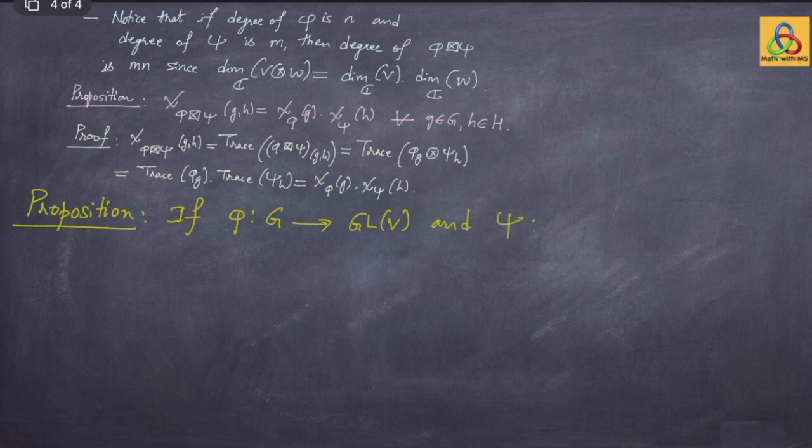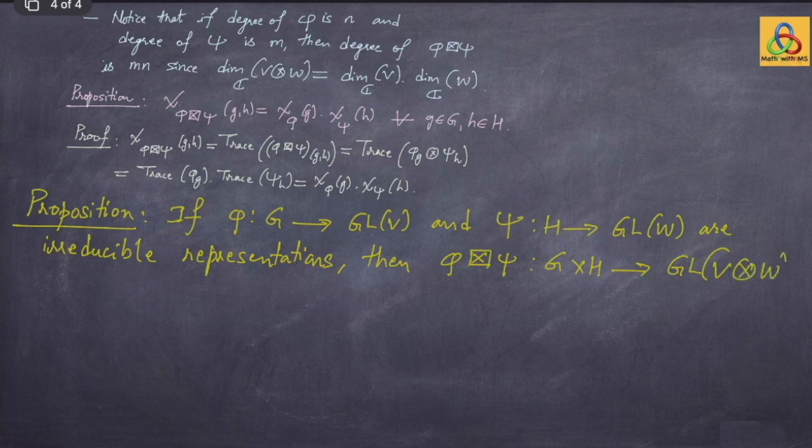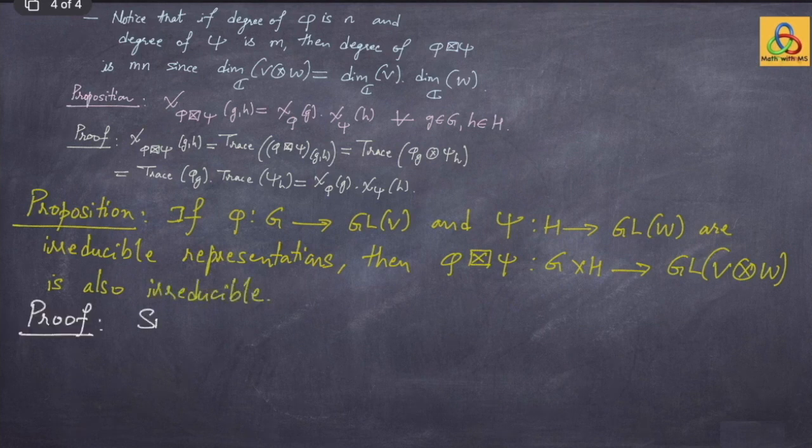Let us see what we can say about irreducibility of this representation. So if phi from G to GL(V) and psi from H to GL(W) are two irreducible representations of G and H respectively, then phi exterior tensor psi, which is a representation of G times H into GL of V tensor W, is also irreducible. Very interesting result. Let us prove it.